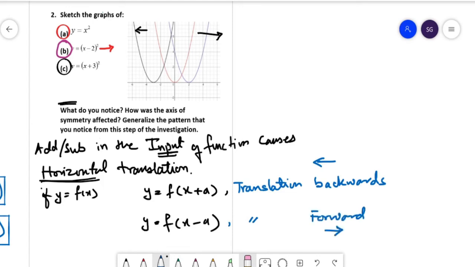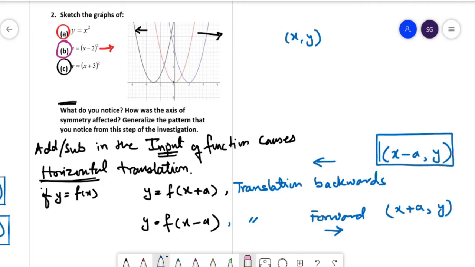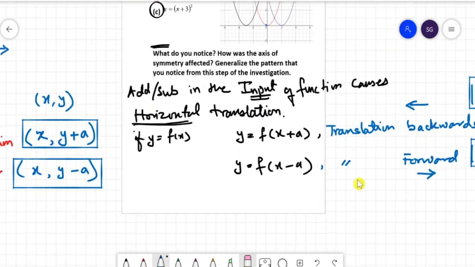So that's our generalization. If the original point is (x, y), in the translation backwards, x is reduced by that much. So what we will write is x minus a, and the y coordinate remains the same. And similarly, if you're moving forwards, the new x value is x plus a, and the y value remains the same. So again, using these reference points and what happens to the points is quite a very good way of remembering the translation. So addition and subtraction in the input of the function causes horizontal translation. Let's move on to the next one here.